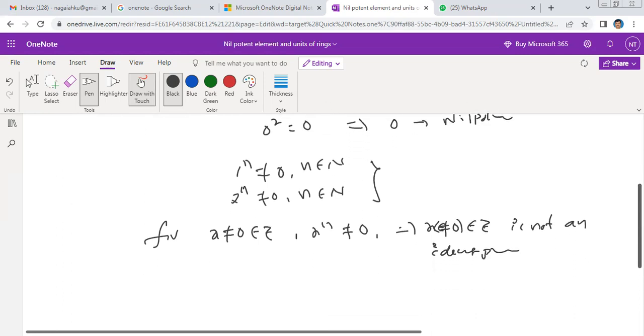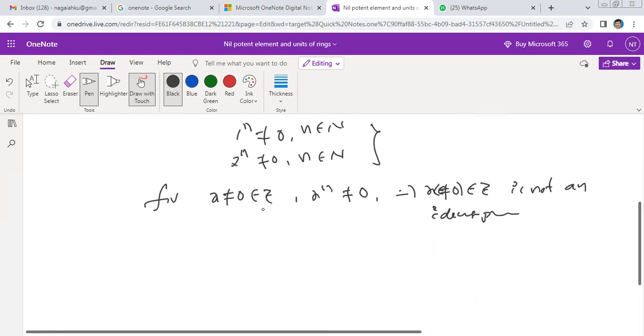My question is, actually Z is an integral domain. Someone is asking something, there is a network problem. Z is an integral domain.